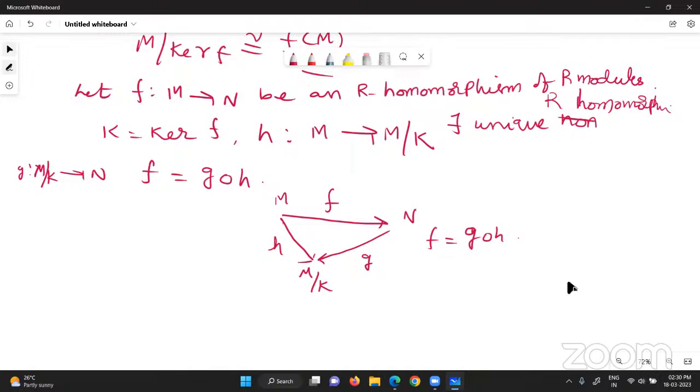We discussed this in today's class; in the next class, we will discuss injective modules and projective modules.